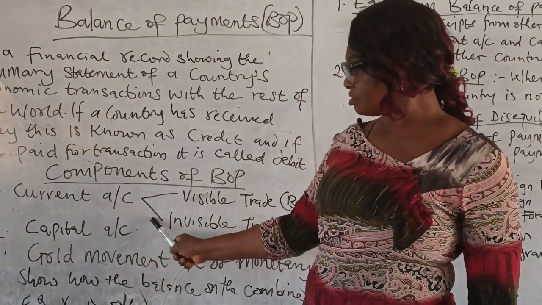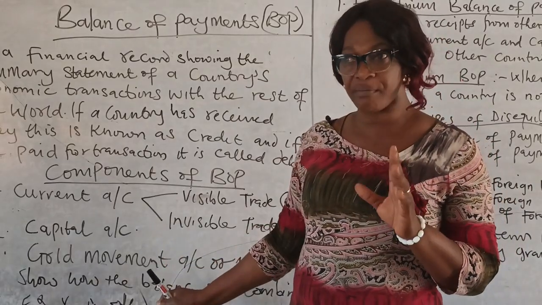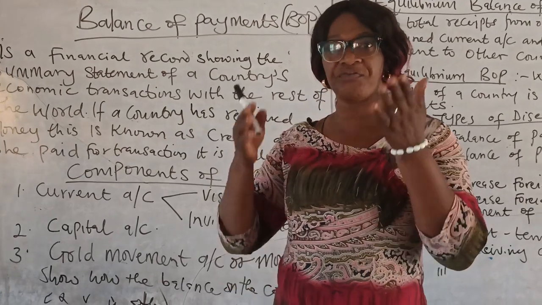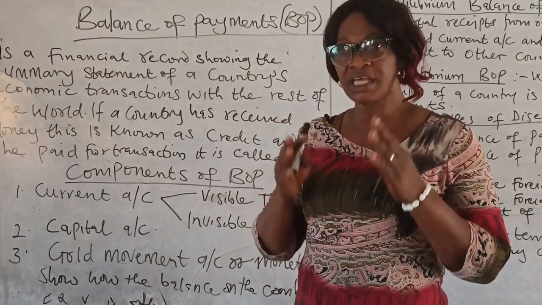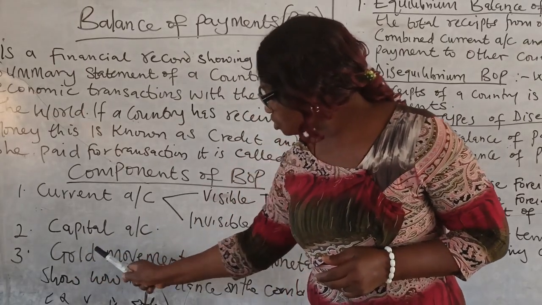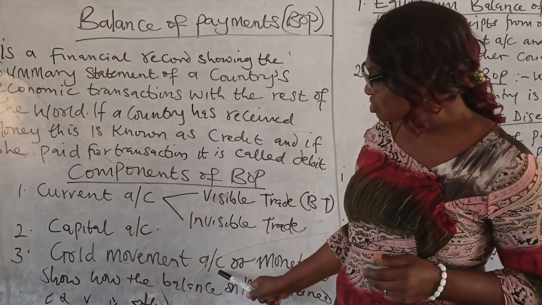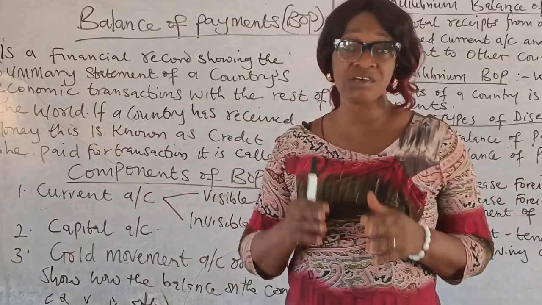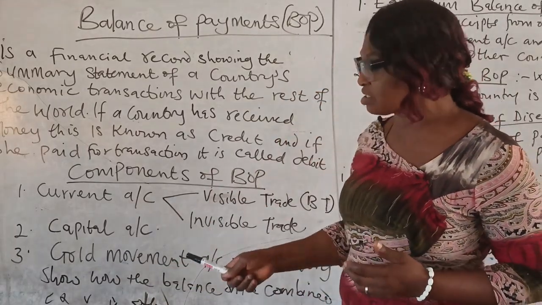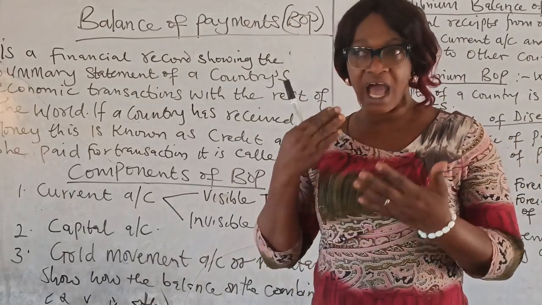Capital account. Remember what we are talking about? We are talking about the components of balance of payment. The last one is gold movement account. Gold movement account can as well be called monetary movement account or financed account.